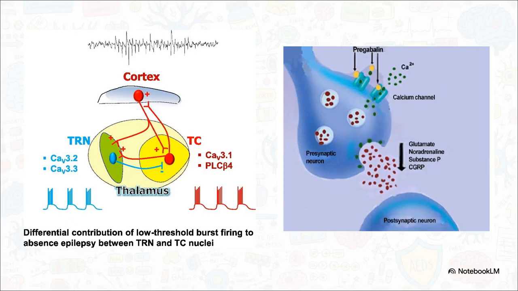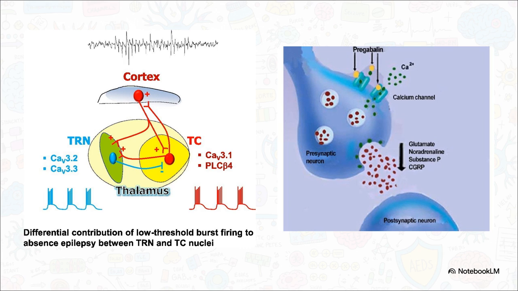Calcium channels are another major player in all of this. Let's look at the image on the left first. This is showing us the thalamus, a part of the brain that's like a central relay station. There are special channels here called T-type calcium channels, and they're the main culprit in causing the rhythmic brain activity you see in absence seizures, so blocking them is a key strategy.